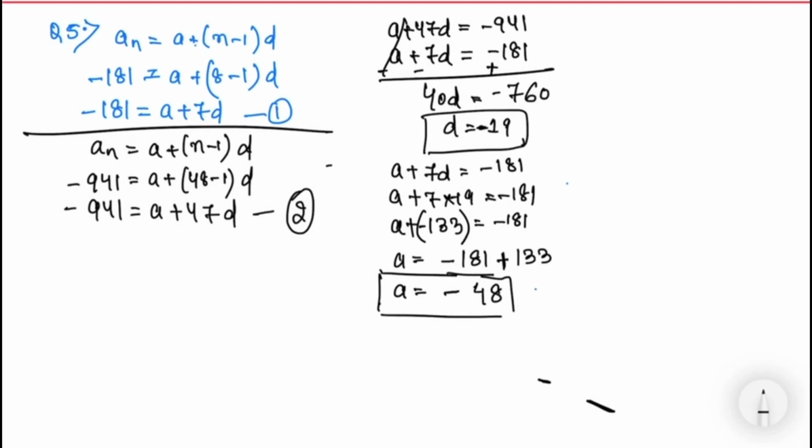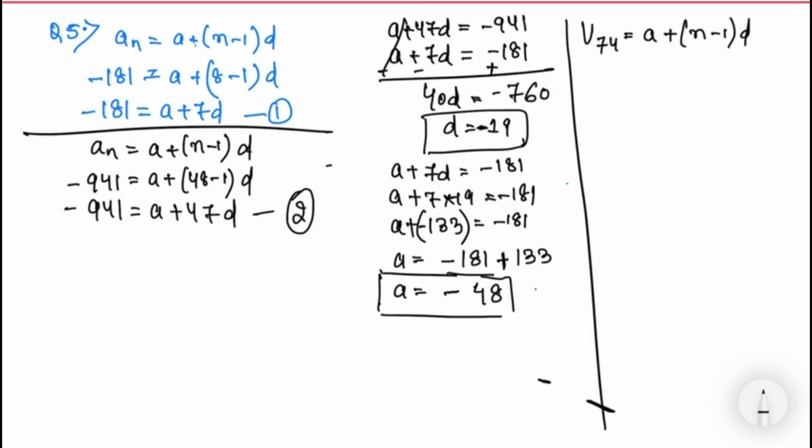Now let's figure out the 74th term, because the question is asking about the 74th term. Again, we'll use the same formula, nothing else. So a plus n minus 1 d. So a is how much? If I write u or a, both are same, okay? So don't get confused. Now a is your minus 48 plus n. How much term? 74. So 74 minus 1. D is again your minus 19.